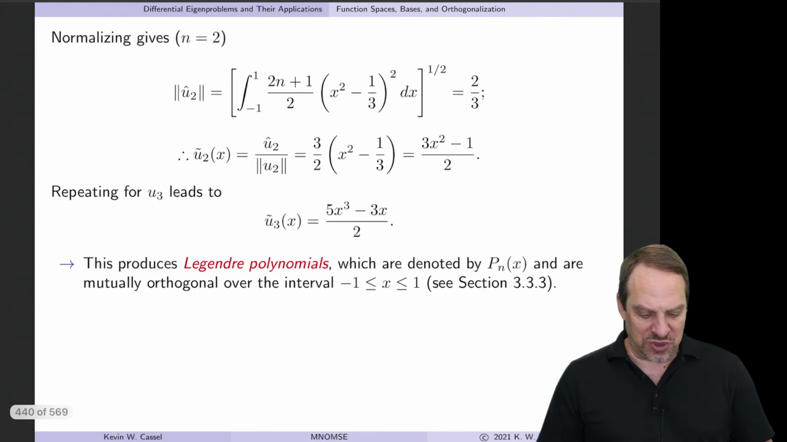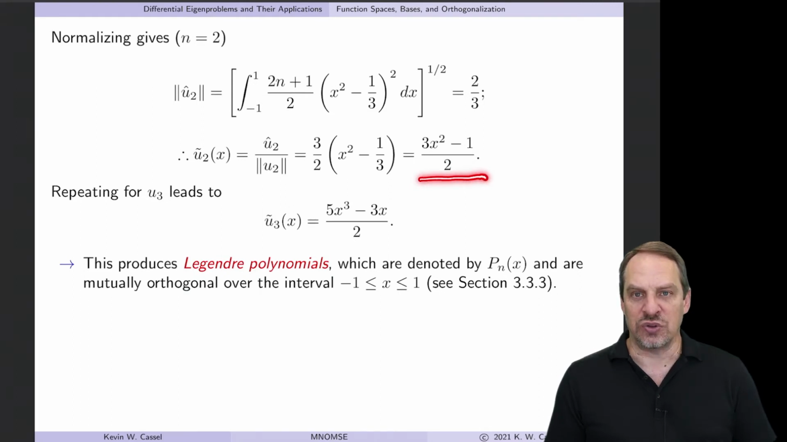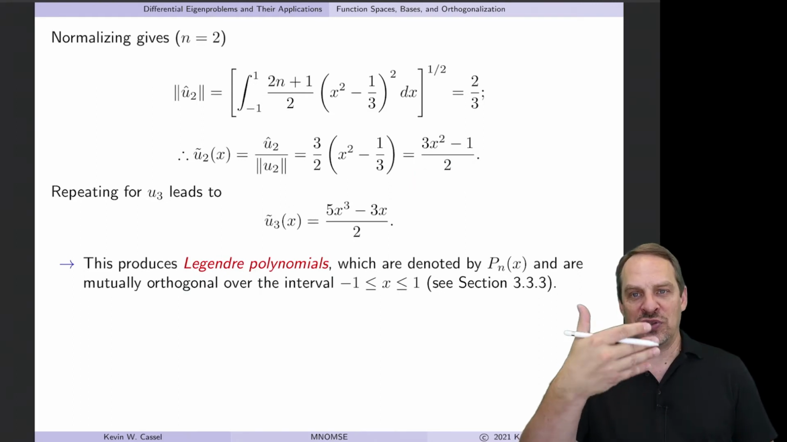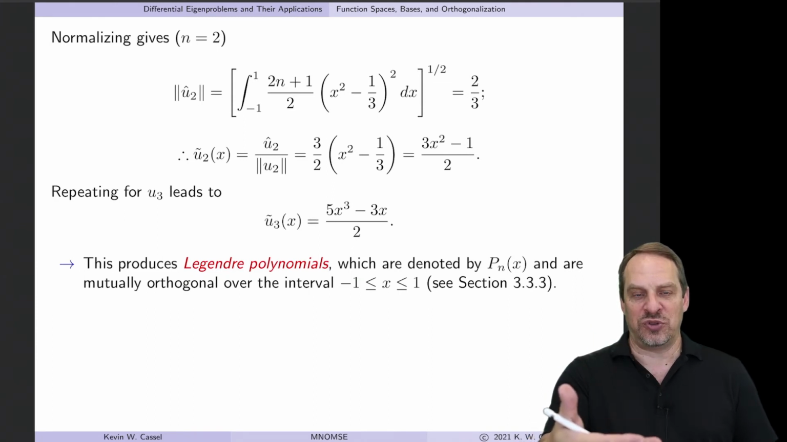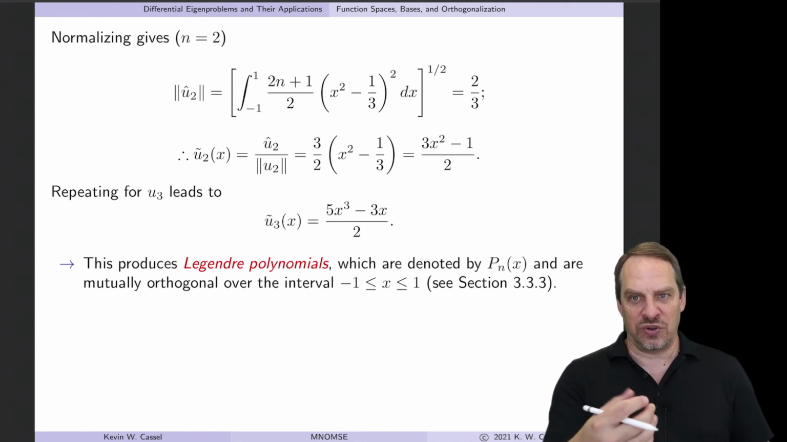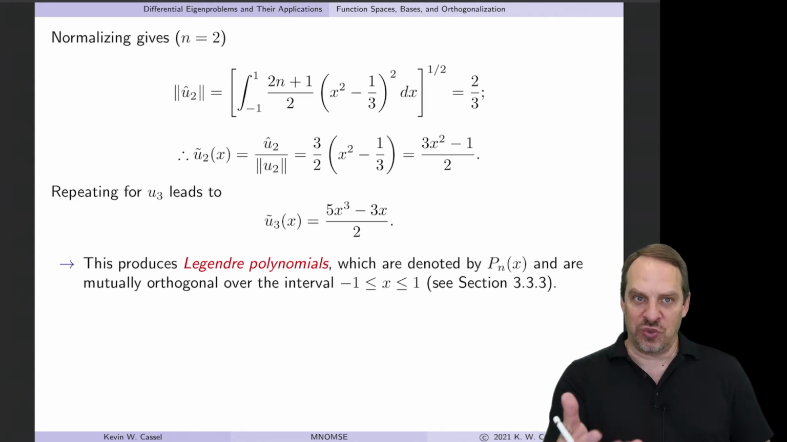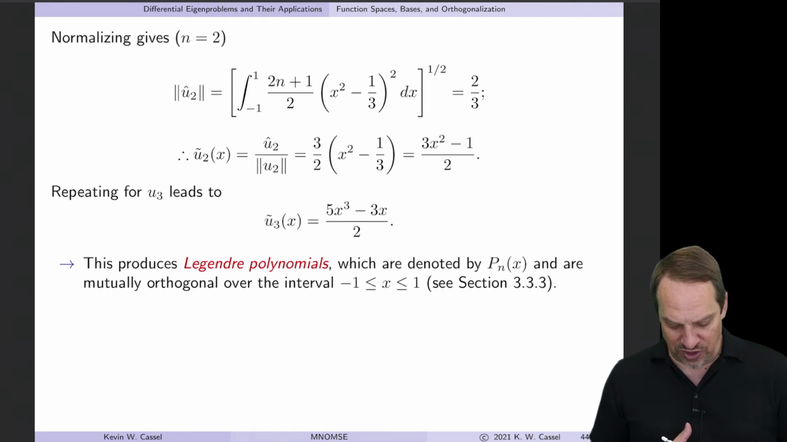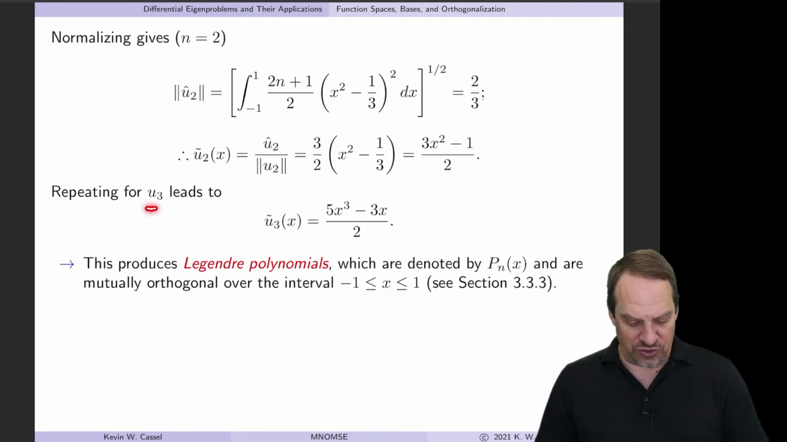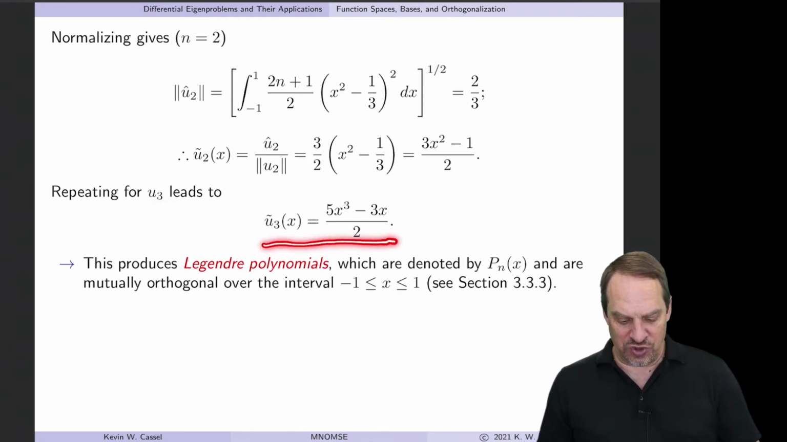Then we normalize it. We get the norm of u2 hat, which turns out to be 2/3. Divide by that, and we get 3x squared minus 1 over 2. So you remember that every time you introduce a new vector, or now function, in the Gram-Schmidt orthogonalization procedure, there's more work to do. There's one more function that you have to be sure the new one is mutually orthogonal with. If you were to do the same thing for u3, this is what you would get for u3 tilde: 5x cubed minus 3x over 2.